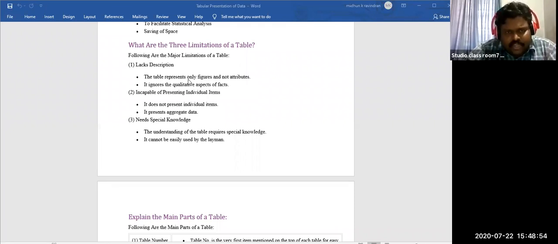So you can see that it presents aggregate data all together. That one we can find from a table. No other individual items exist in the data, or individual quality-based things do not exist in a table.